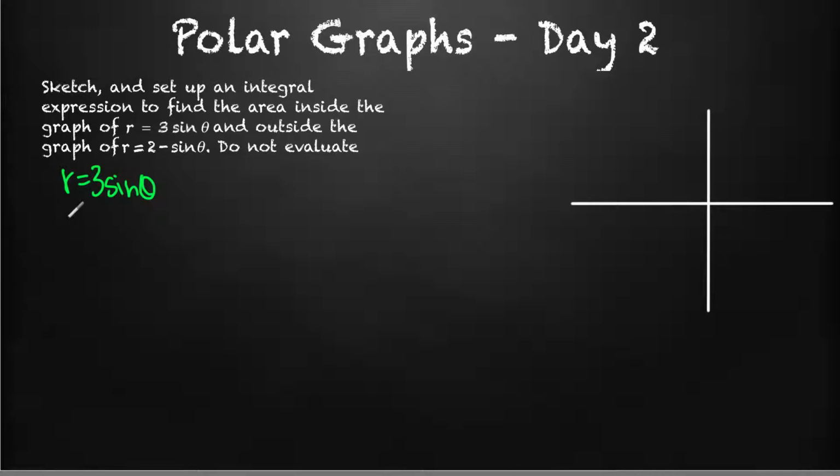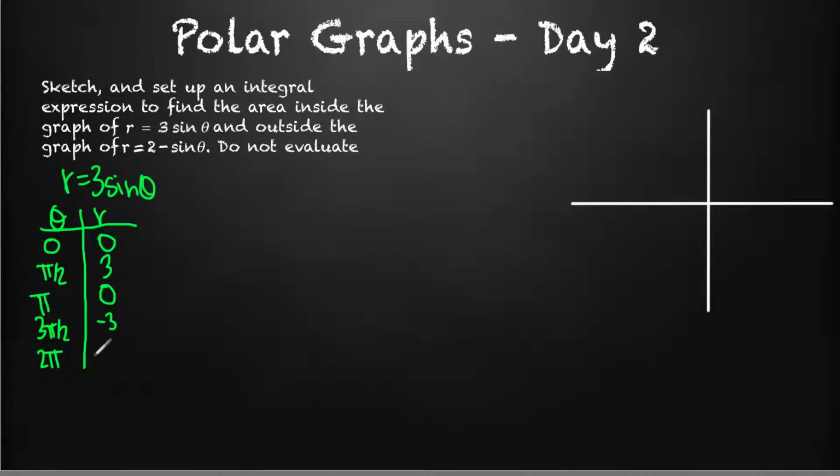But for now, we're going to sketch them by using the basic angles, theta and r. So we'll pick 0, pi over 2, pi, 3 pi over 2, 2 pi. We plug 0 in and we get 0. Plug in pi over 2: sine of pi over 2, sine of 90, is 1, so 1 times 3 is 3. And pi is the same as 0 because they're both on the x-axis, so that's going to be 0. 3 pi over 2 is going to be negative 1, so 3 times negative 1 is negative 3. And then 2 pi is the same as 0.